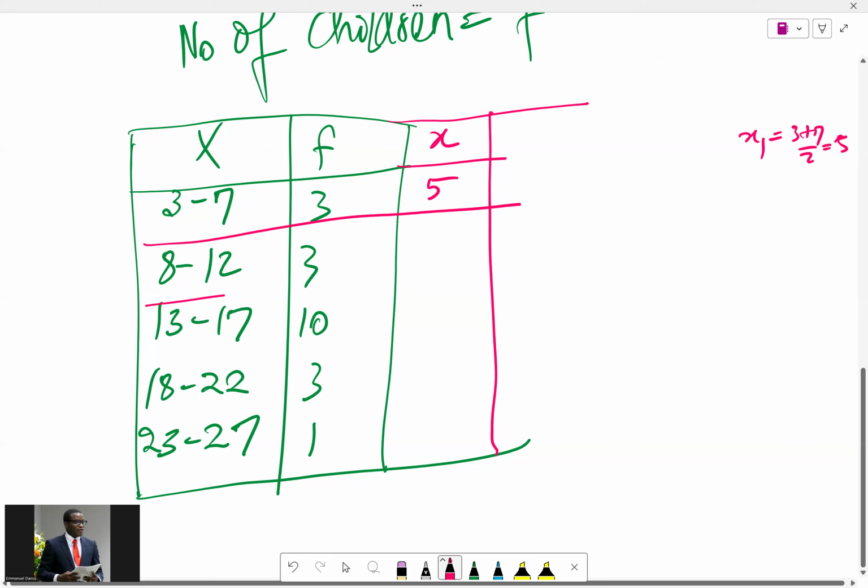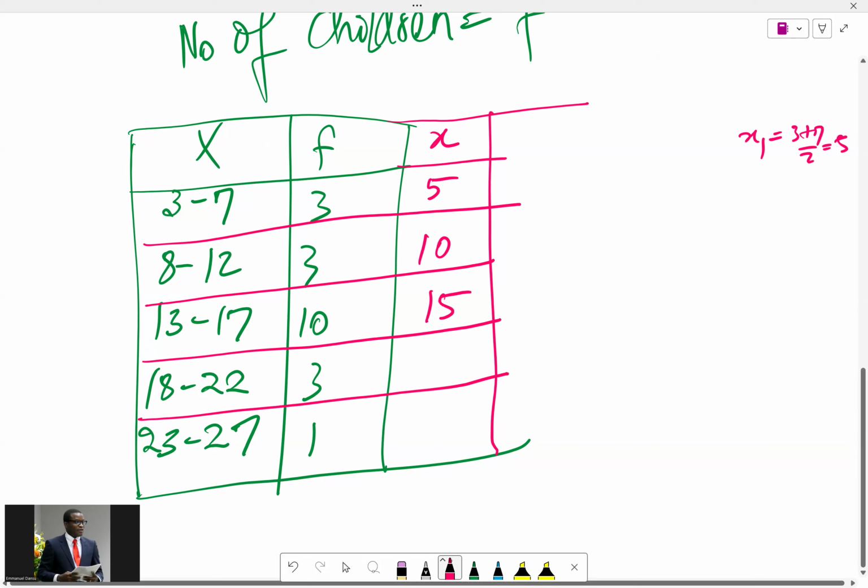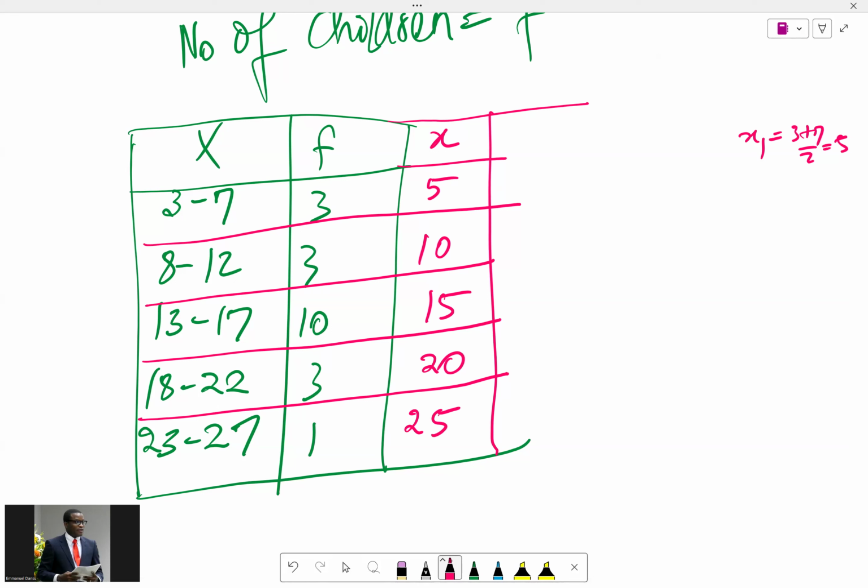And then you have 8 plus 12, which is 20, divided by 2. That's 10. So you can already see that it's just a 5 gap. So you may not have to worry about the rest, because automatically this is 15, because 13 plus 17 is 30 divided by 2. And of course, this will be 20, and this is automatically 25, because 23 plus 27 is 50 divided by 2. That is 25. So we have x like that.